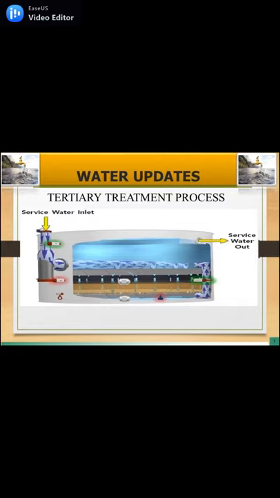The next step is the tertiary treatment process. There are two types of filtration units used in various treatment plants. That is the sand filtration unit, gravity sand filtration, and disc filters.